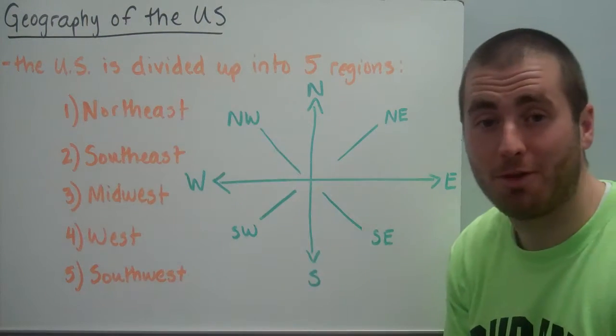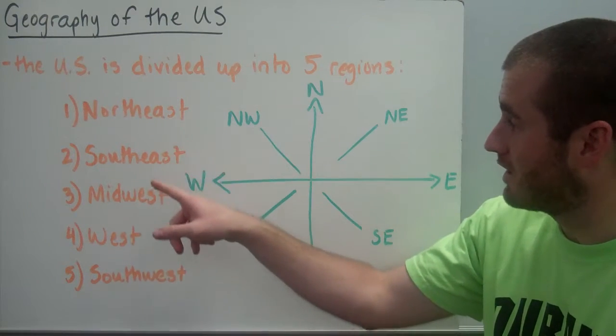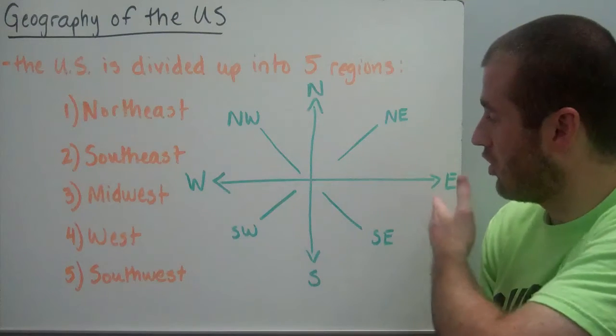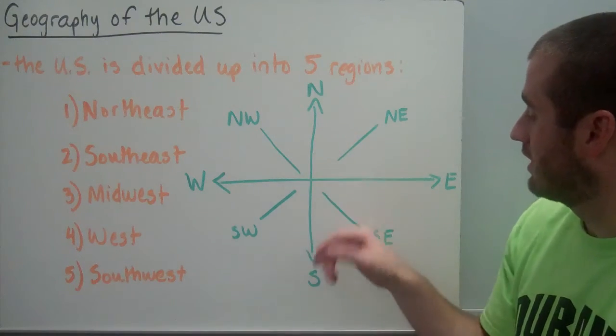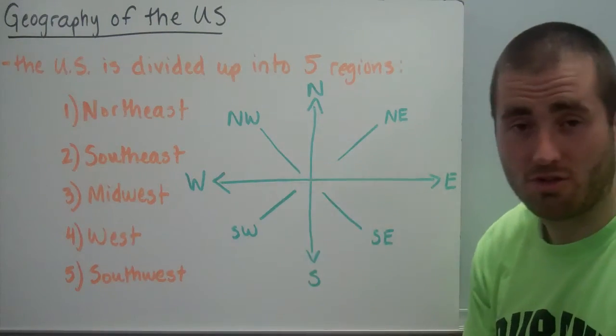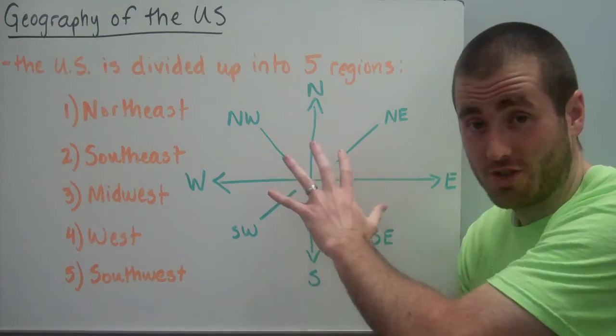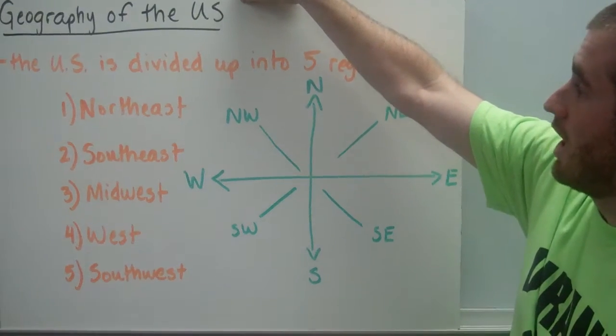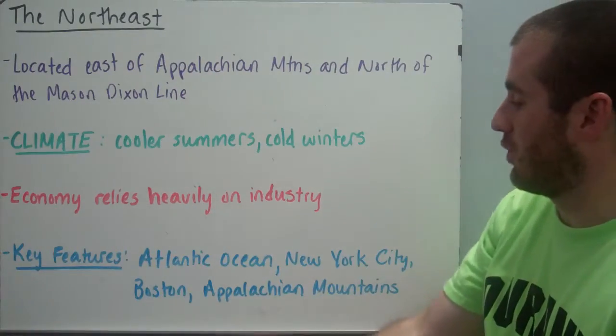The United States is divided up into 5 regions: Northeast, Southeast, Midwest, West, and Southwest. And I've drawn the compass over here, north, south, east, west, with the little directions in between. You should know this already, but here are the 5 regions, and hopefully you're familiar with at least the regions of the United States. So let's start with the Northeast.